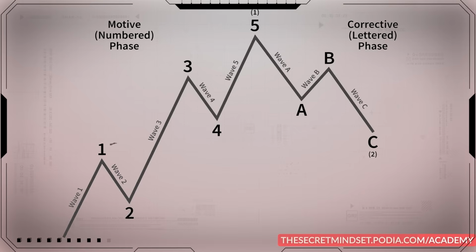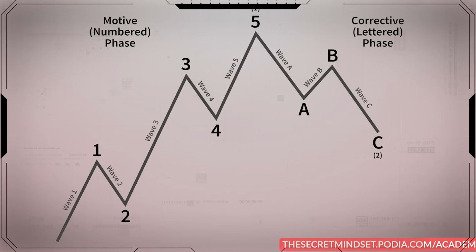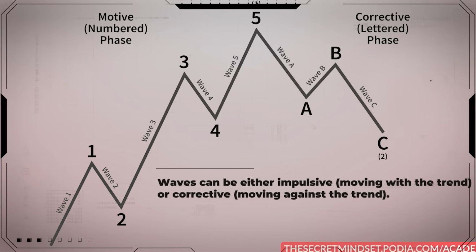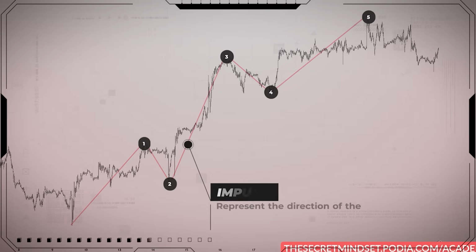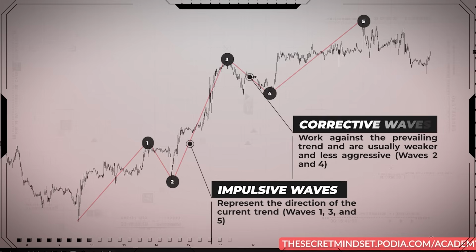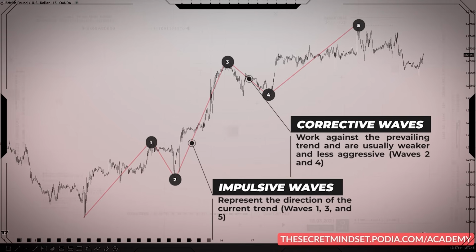Elliott wave theory is all about identifying repeating movements on price charts, which are called waves. These waves can be either impulsive or corrective. Impulsive waves represent the direction of the current trend. Corrective waves work against the prevailing trend and are usually weaker and less aggressive.